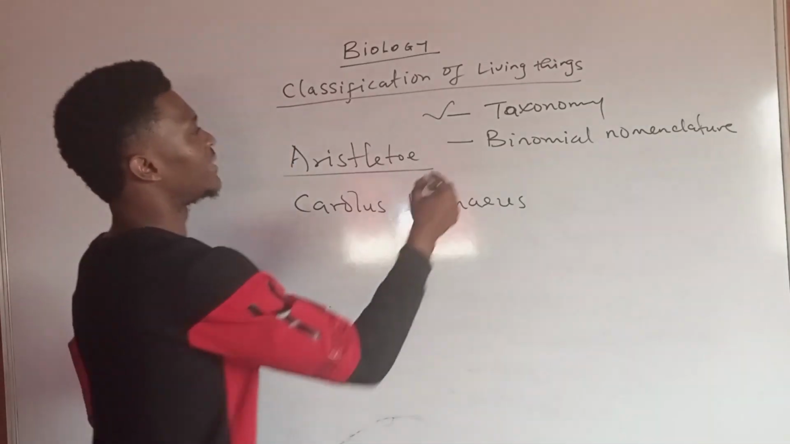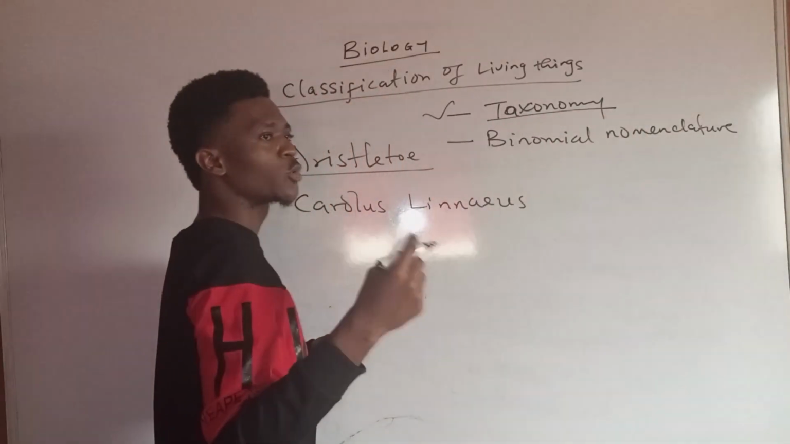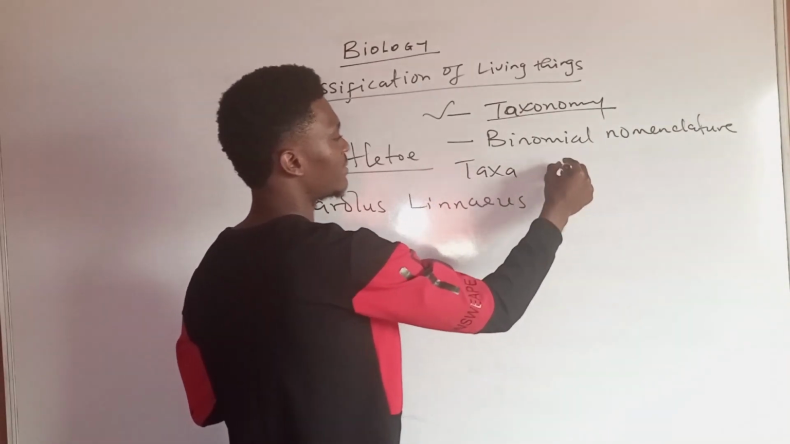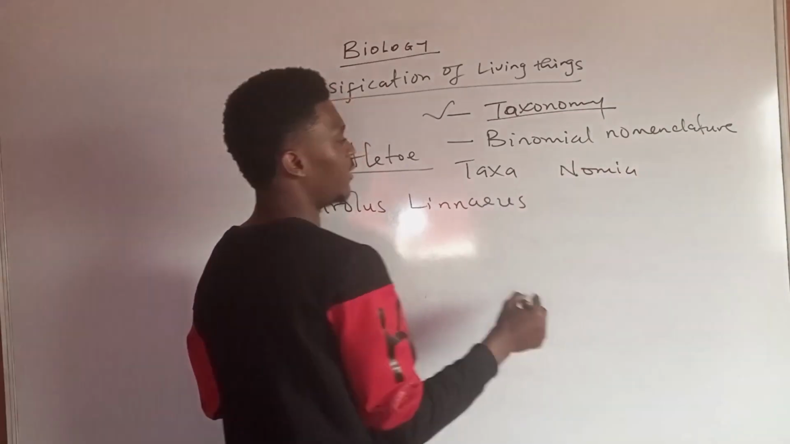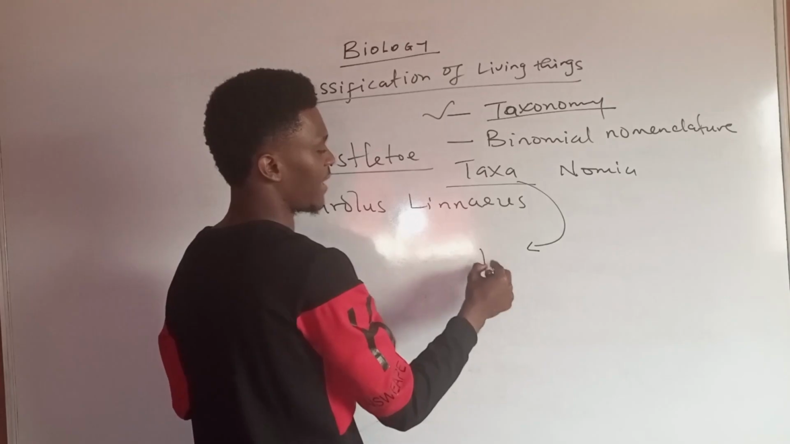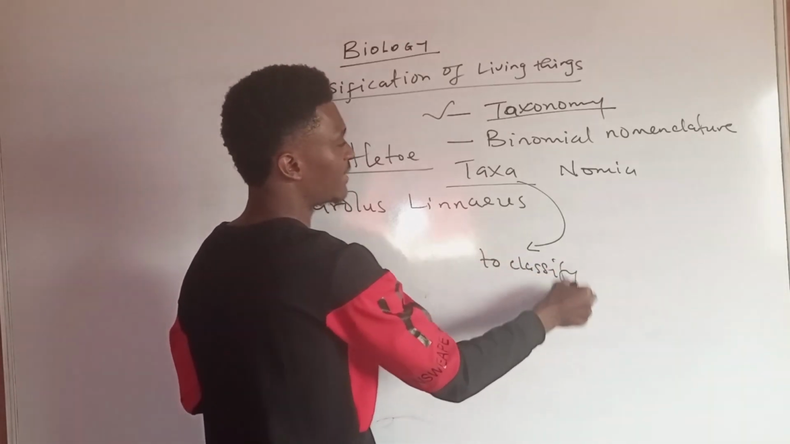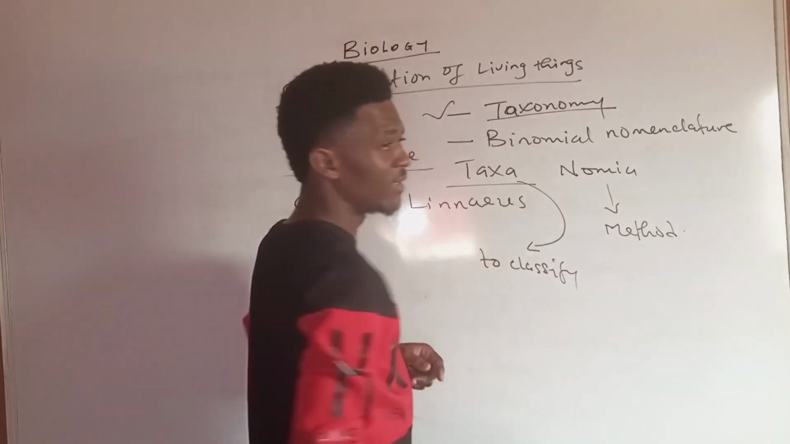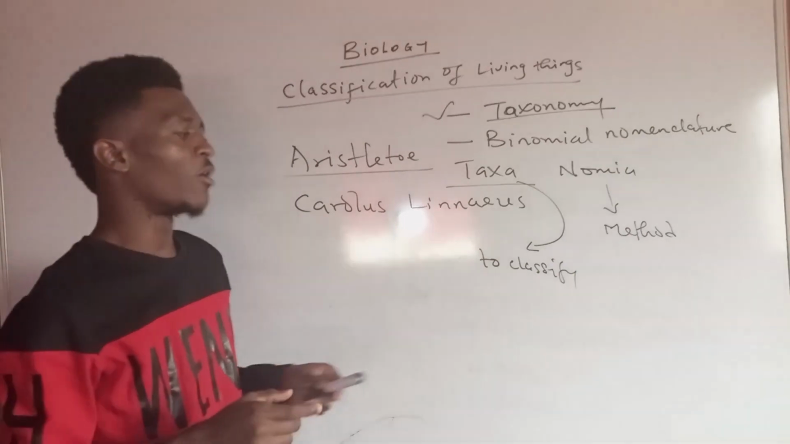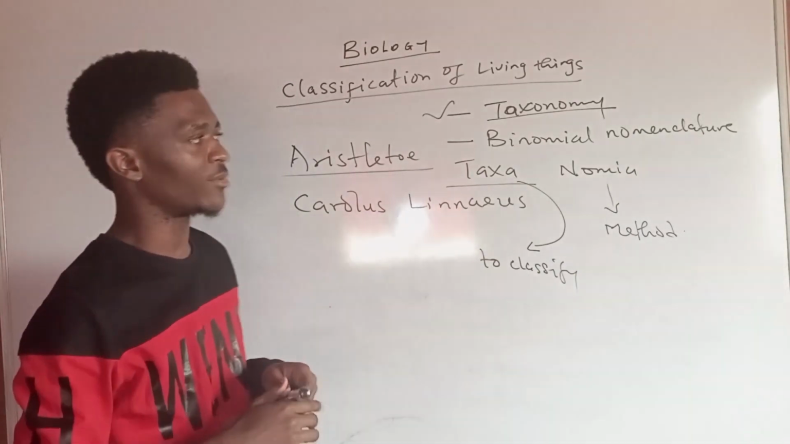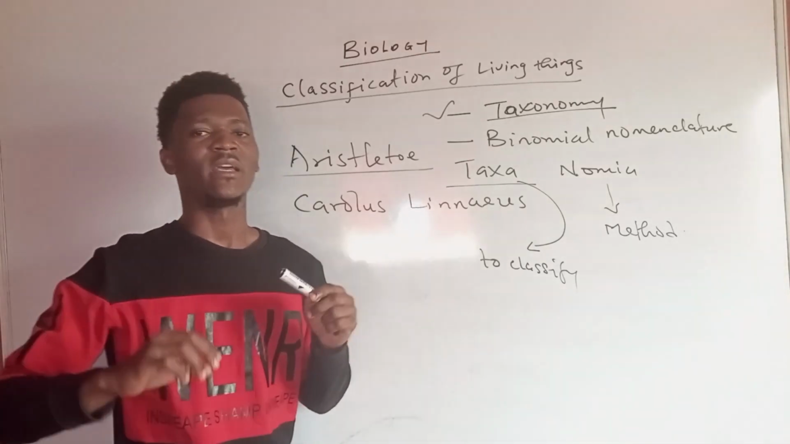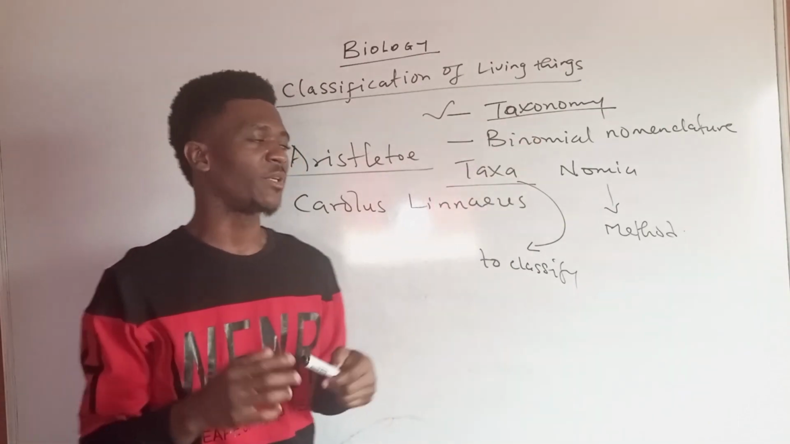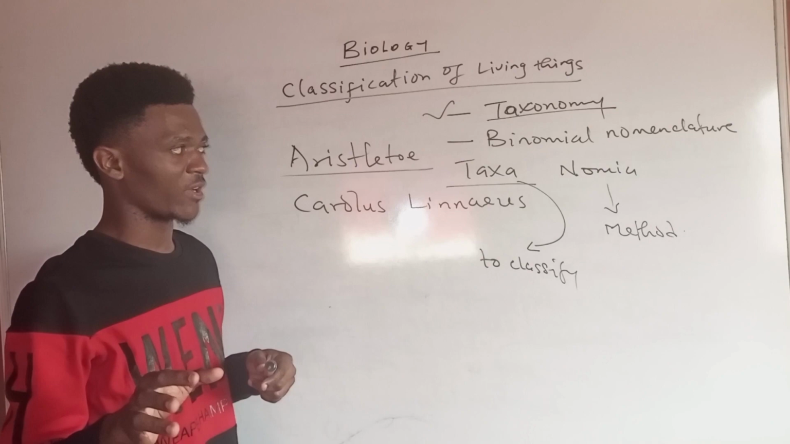Now look at it. This taxonomy is gotten from two Greek words. It was derived from two Greek words, taxa and nomia. The word taxa means to classify. To classify. Then while the word nomia means method. So we can simply put it this way, that taxonomy is a method of classifying living organisms. Okay? And quick fact. A scientist that deals with or concentrates in this taxonomy is said to be called a taxonomist. So don't forget that, okay?